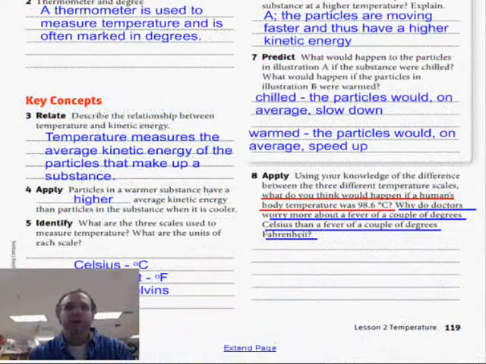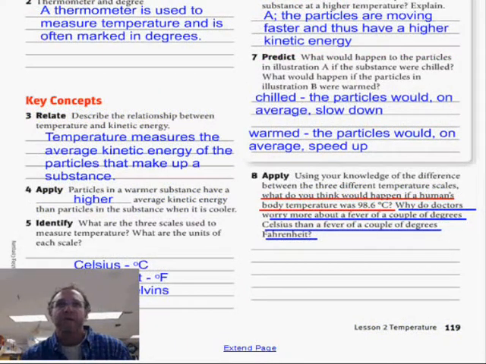Question 8. Using your knowledge of the difference between the 3 different temperature scales, what do you think would happen if a human's body temperature was 98.6 degrees Celsius? Why do doctors worry more about a fever of a couple of degrees Celsius than a fever of a couple of degrees Fahrenheit? First things first, 2-part question. In the red, what do you think would happen if the human's body temperature was 98.6 degrees Celsius? Remember, our body temperature is 98.6 degrees Fahrenheit when we're healthy.